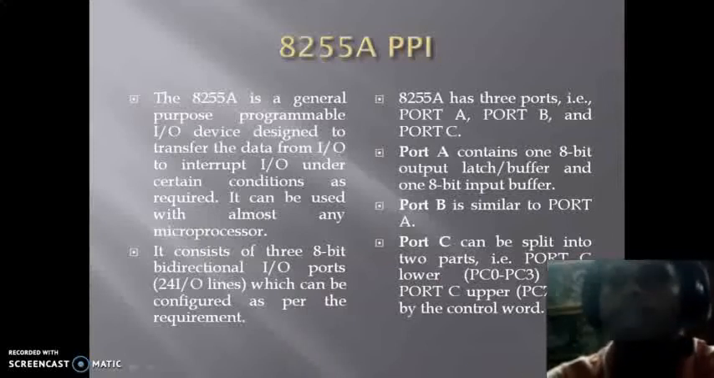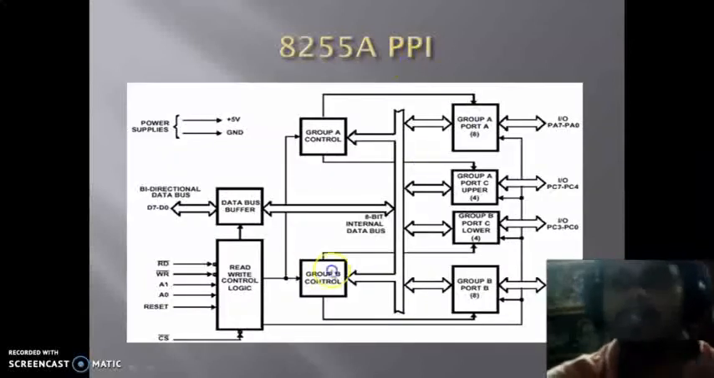8255A has 3 ports, as I already discussed, that is port A, port B and port C. Port A consists of one 8-bit output latch buffer and one 8-bit input buffer. Similarly, port B is like port A. It contains one 8-bit output latch buffer and one 8-bit input buffer. Port C is basically split into 2 parts. One is the upper part and another one is the lower part. And here we will see the construction.